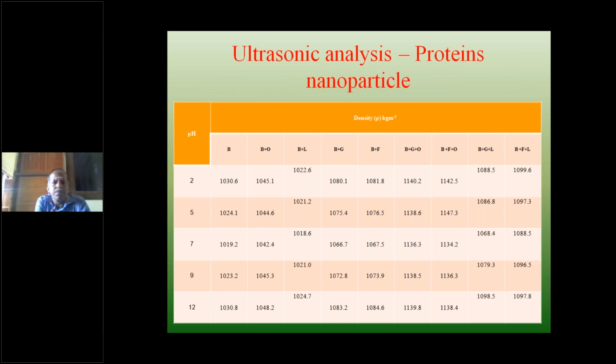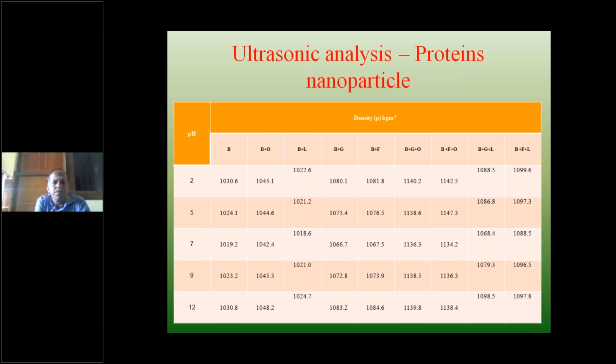So for density, for buffer alone, buffer plus ovalbumin, B plus O is buffer plus ovalbumin, buffer plus lactalbumin. Two proteins we have taken, proteins along with the buffer only. Then proteins with the carbohydrate only, glucose and fructose, G for glucose and F for fructose. Similarly, glucose added with the ovalbumin, glucose added with the lactalbumin, fructose added with the lactalbumin, and the same with the ovalbumin. So all these are the various systems we have taken.